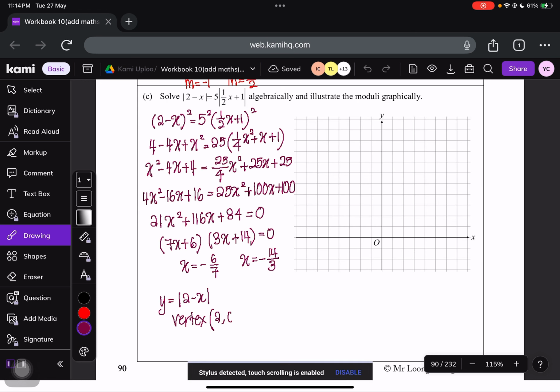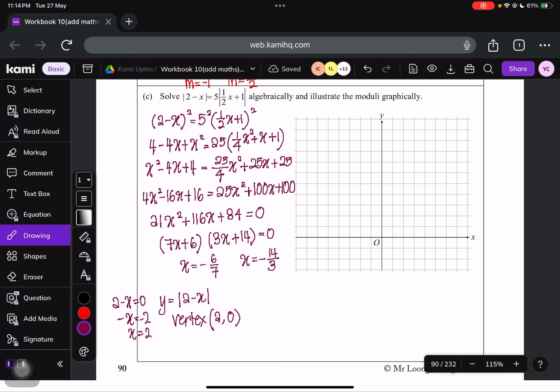Right. So y equals 0 because 2 minus x equals 0, negative x equals negative 2, then x equals 2. That's why it's (2, 0). Okay, so your vertex here is (2, 0), which is this point.